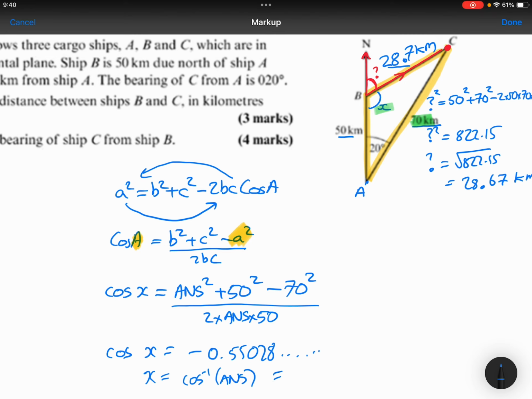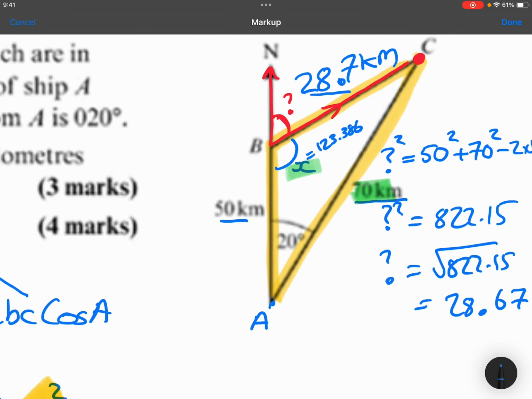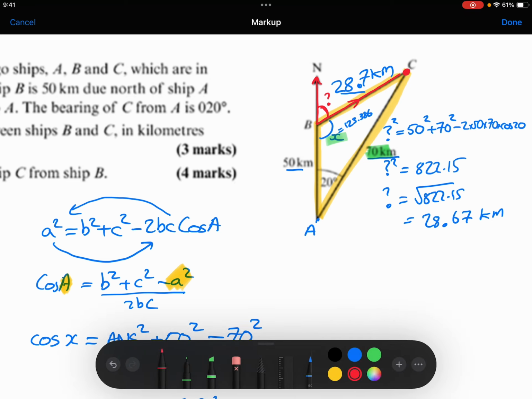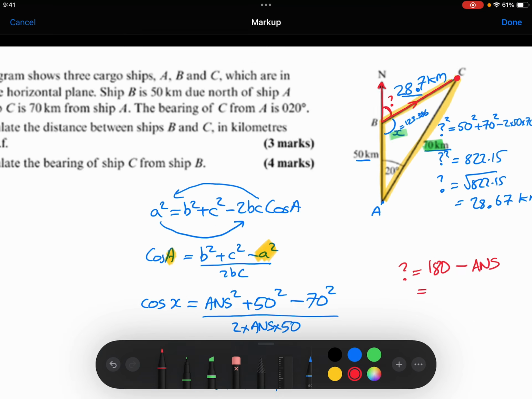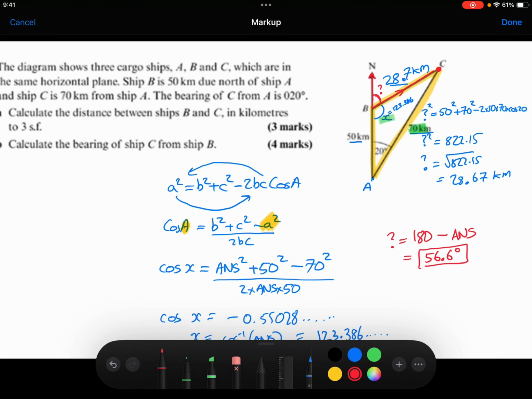So shift cos answer, and we get 123.386, which means the bearing, the angle that I actually wanted, is going to be 180 minus that, which is 56.6 degrees. And there we go.